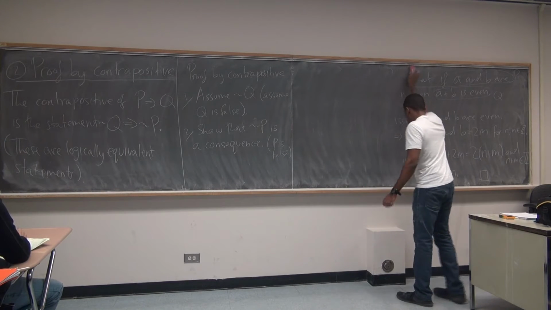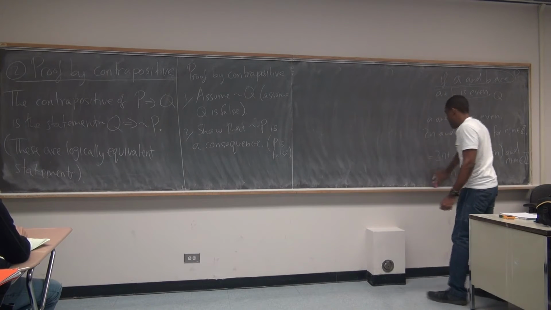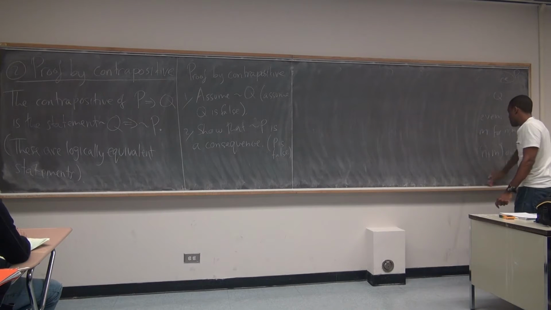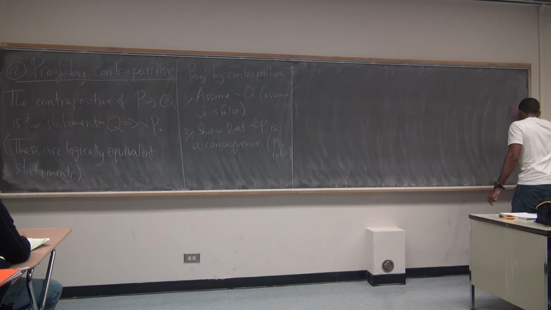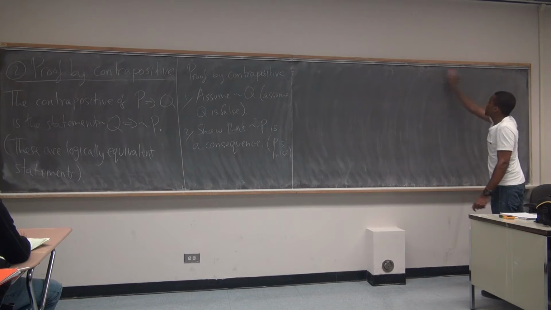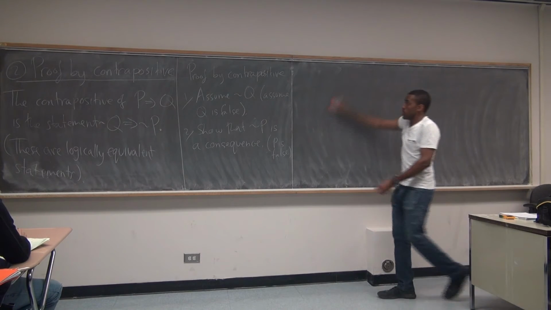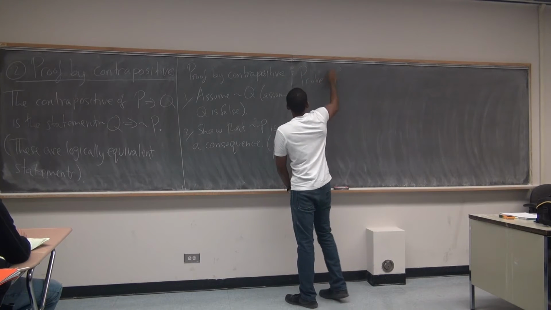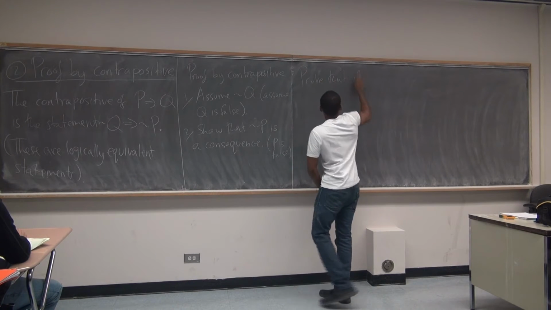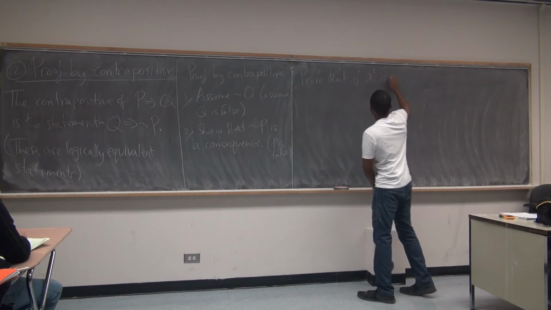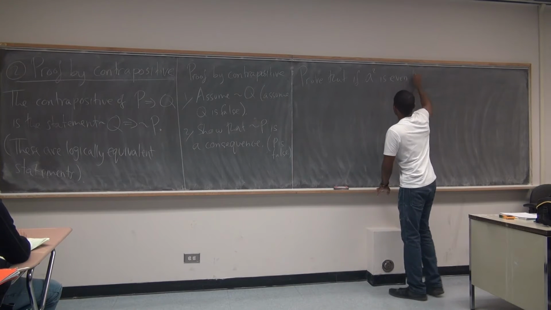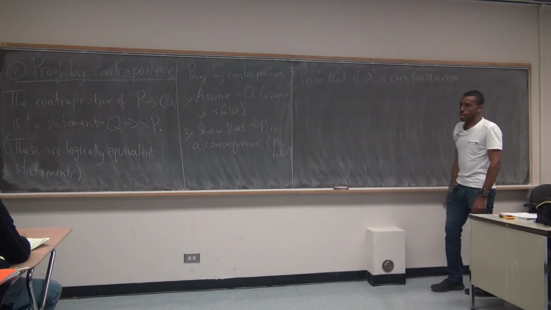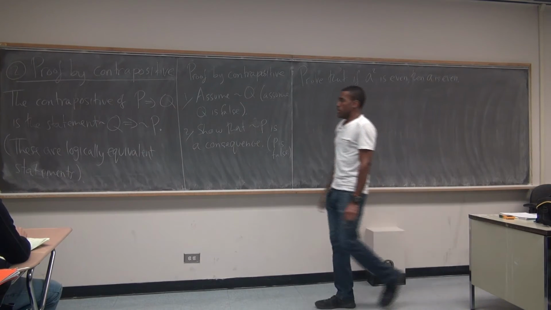So why would we want to go that way? It's also called an indirect proof. Why would you want to prove something indirectly? Well, it depends on the statement. So for example, I could ask you, prove that if A squared is even, then A is even. I could ask you to prove that statement.